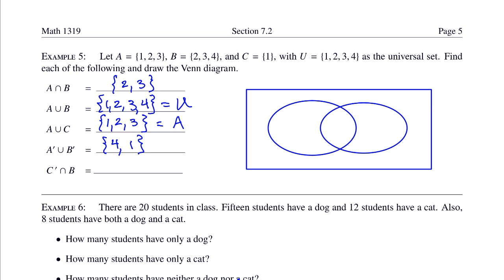All right. C prime intersect B. What is that set? That's 2, 3, and 4. The elements from C prime are the ones that are not a 1, which is the 2, 3, and the 4, intersected with 2, 3, 4. That is exactly 2, 3, 4. And what set is that? That's actually B itself. Okay.